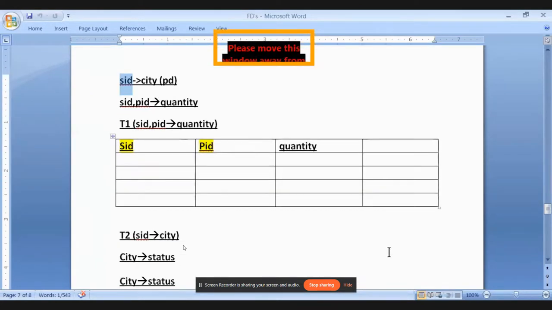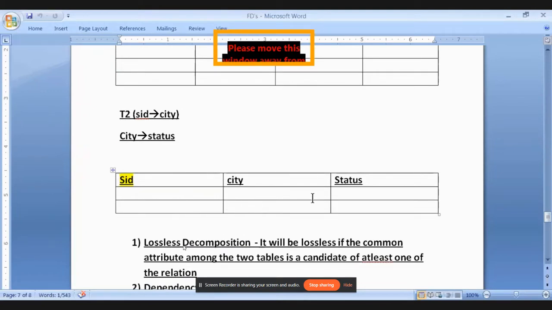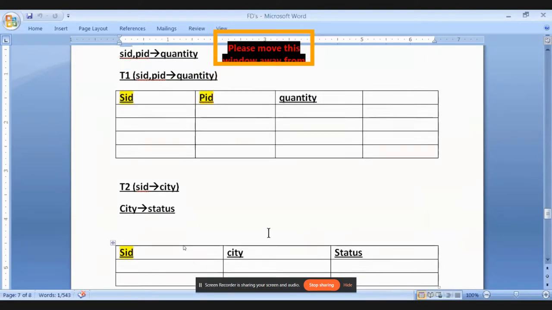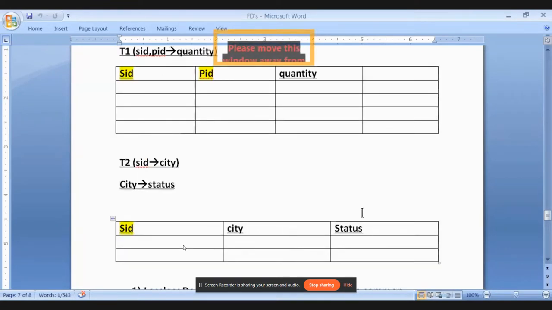How did I remove it? I made SID-CT as one of the T2 table's attributes. And here SID PID quantity was a fully functional dependency. Now it was not creating a problem, hence I kept it as it is in the table T1. Next, I was worried about the status column, where to add status. I added status in the second table, that is the T2 table. Why did I add status in the second table?